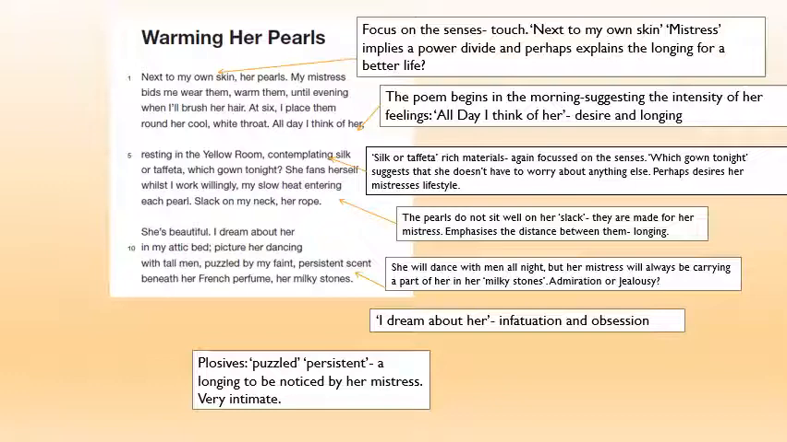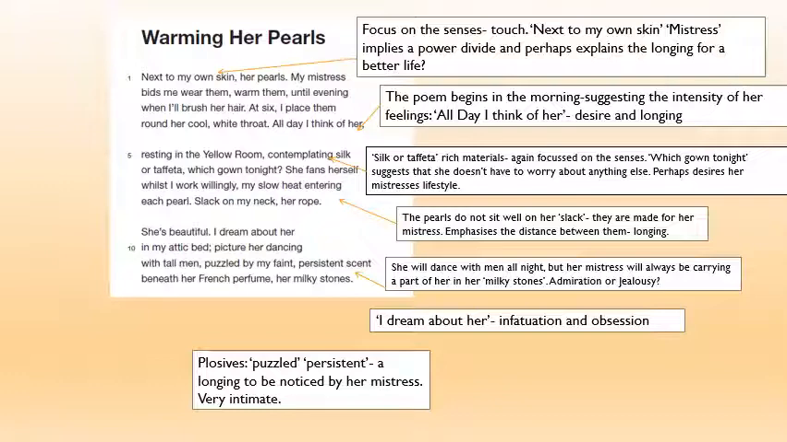"Round her cool white throat, all day long I think of her." The poem begins in the morning, suggesting the intensity of her feelings. "All day I think of her": it's desire and longing. "Silk and taffeta," rich materials, again focused on the senses. "Which gown tonight" suggests that she doesn't have to worry about anything else. Perhaps she desires her mistress's lifestyle.